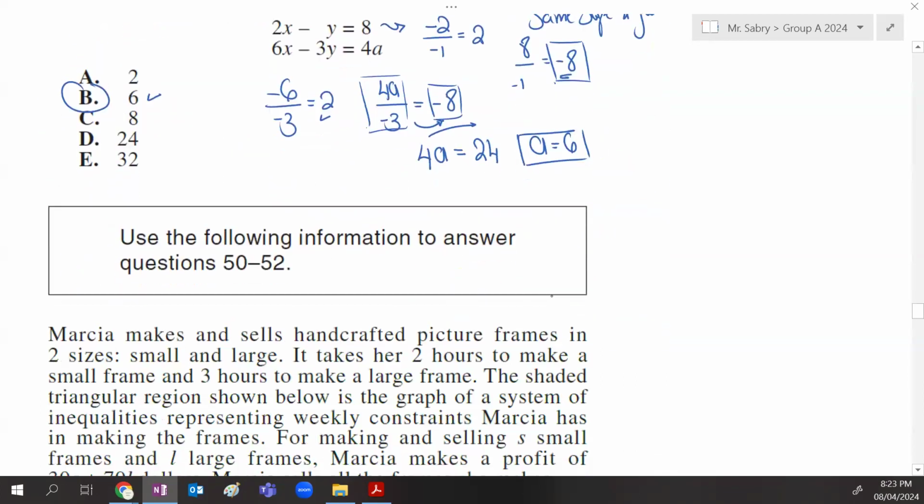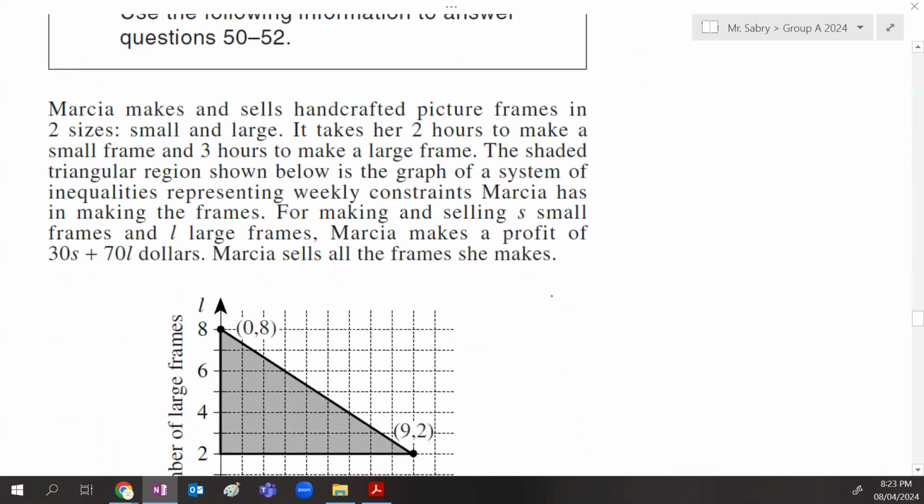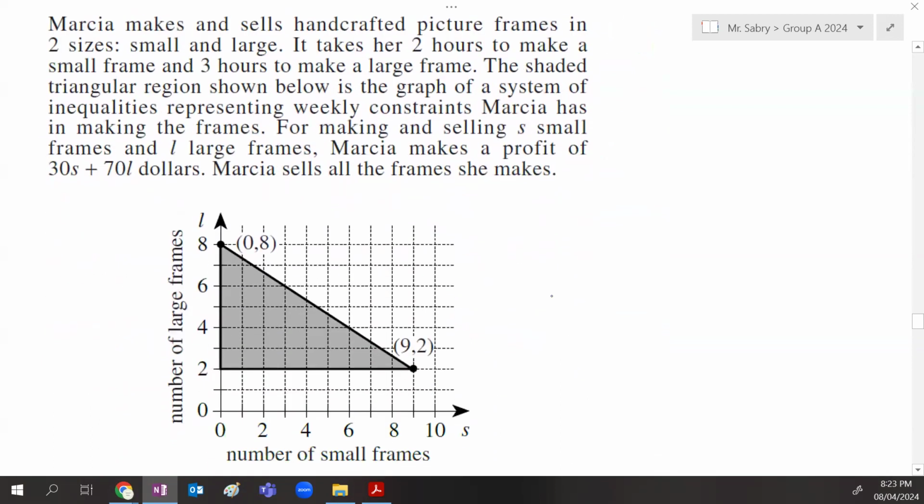Here's the part that you were asking about. Marcia makes and sells handcrafted picture frames. It's either small or large. It takes her 2 hours to make a small frame. So I'll write that information, small or large. This one takes 2 hours, and then the large one takes 3 hours for the making.